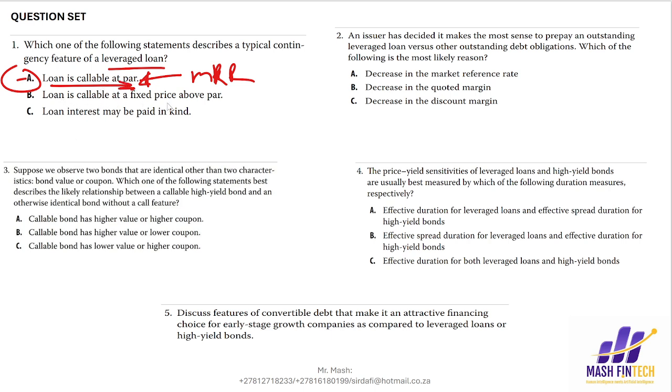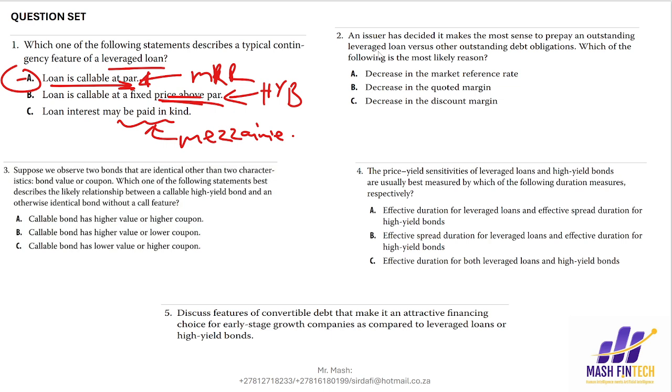Loan is callable at fixed price above par. Anything above par, these are high yield bonds. And loan interest may be paid in kind. This generally happens with almost all mezzanine debt. Okay, so the answer is the most appropriate one.